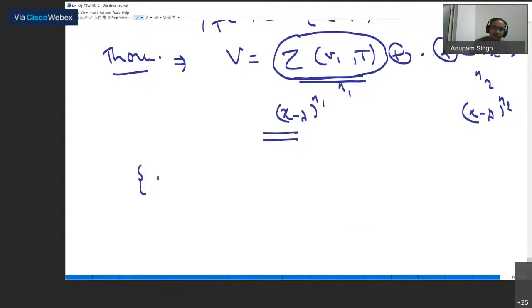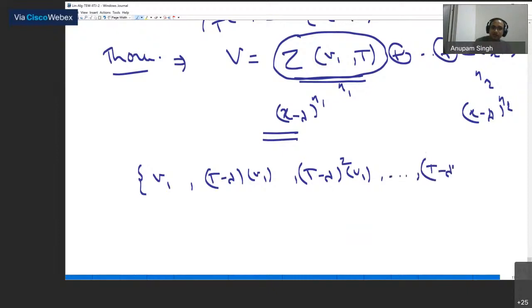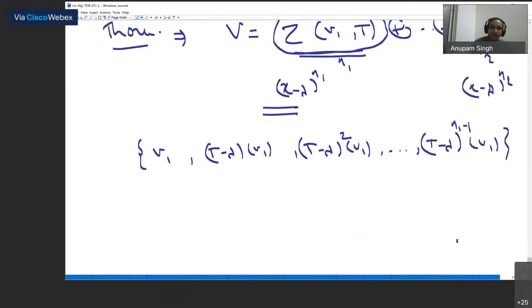I will choose the basis as this vector v1. I have v1 here, and then I can do t minus lambda v1, then t minus lambda square v1, and so on up to t minus lambda to the power n1 minus 1 of v1. And let's write the matrix with respect to this, right?